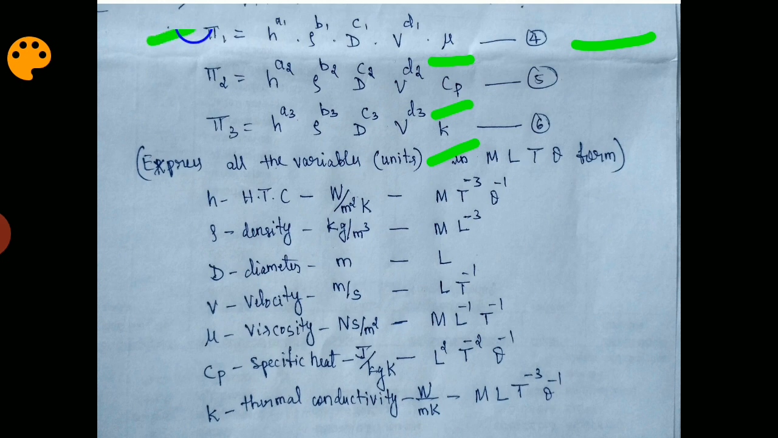But if you see pi 2, it is equal to h raised to a2. In place of a1 it is a2, rho raised to b2. In place of b1 it is replaced by b2. Similarly, d raised to c2, v raised to d2. Then pi 3 is, similarly, repeated for the repeating variables h, rho, d, v. The powers are a3, b3, c3, d3, and a non-repeating variable. So thus we get equations 4, 5, 6.